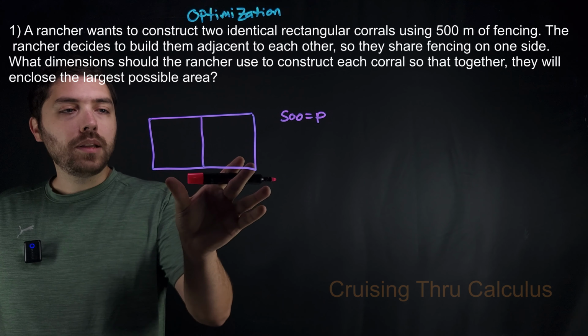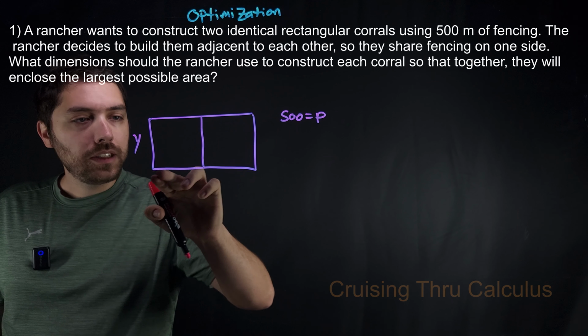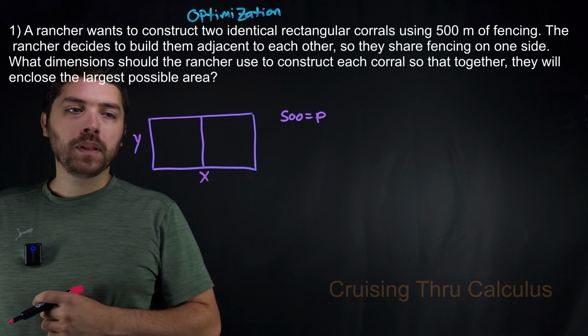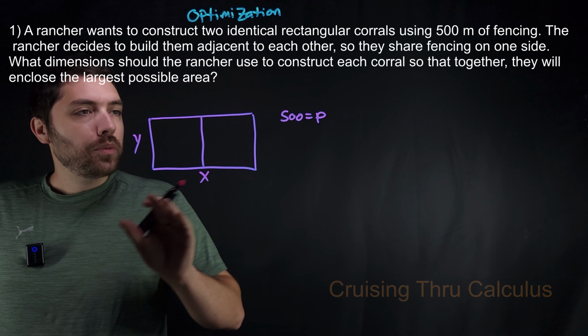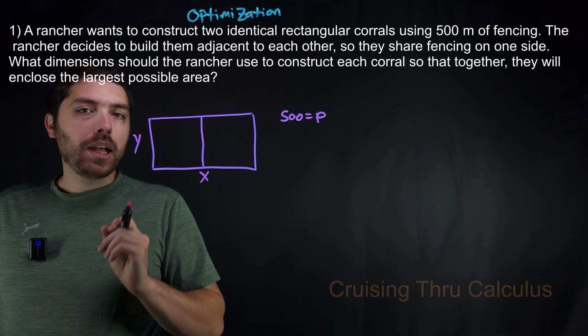And let's go ahead and label this. Let's say each of these is y, and then let's take this entire distance down here and call that x. All right, so I've drawn a picture here, I've labeled it. Let's write down what they want us to find. They want us to optimize the maximum area.